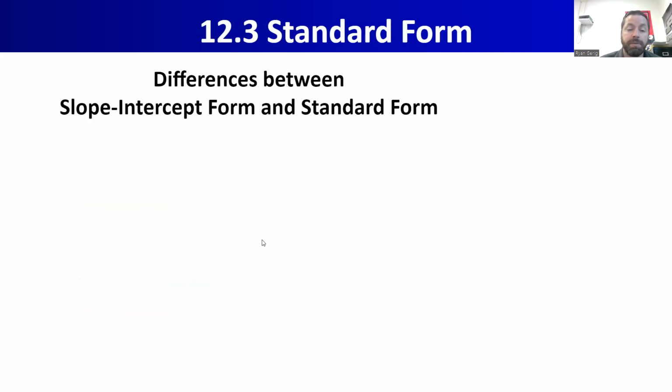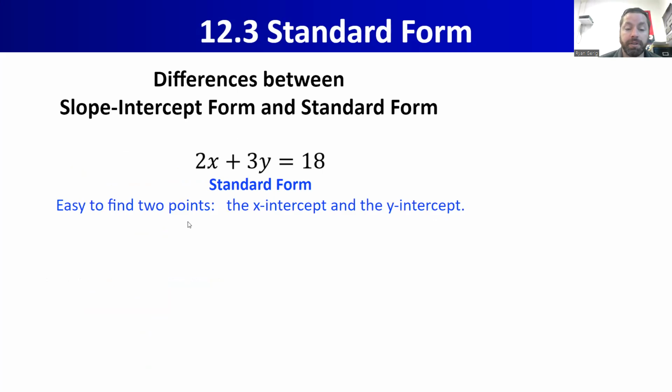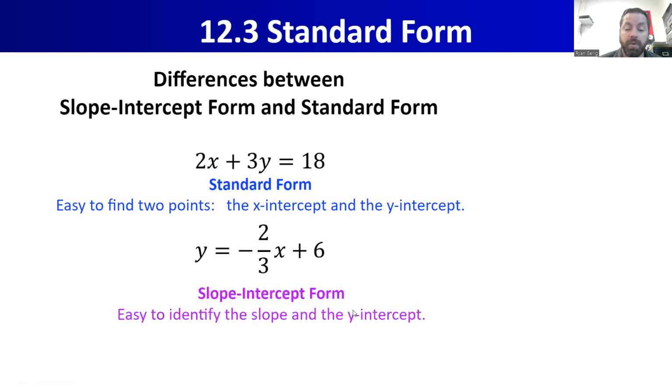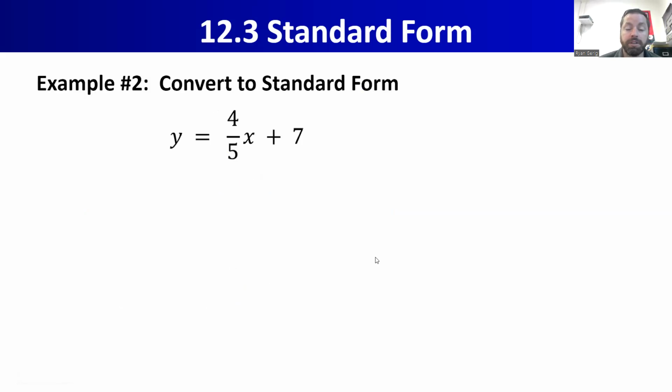So, differences between slope-intercept form and standard form. With standard form, it's easy to find two points, specifically the x and the y-intercept. With slope-intercept form, it's easy to find the slope and the y-intercept. So in this one, I know that the slope is -2/3. In standard form, I don't know what the slope is by just looking at it. In this standard form, I can find that the x-intercept is 9 and the y-intercept is 6. But down here, in slope-intercept form, I can't find the x-intercept very easily. So there are some differences.